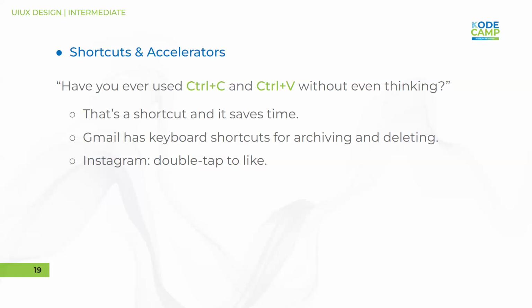So we've used these particular controls or shortcuts without even thinking about what it is going to do, because we actually know what it is going to do. So this is a shortcut and it saves time. Also, Gmail has shortcuts for archiving and for deleting things, and I think that should be Shift I. Okay, Shift I. What Shift I does is it marks all as read.